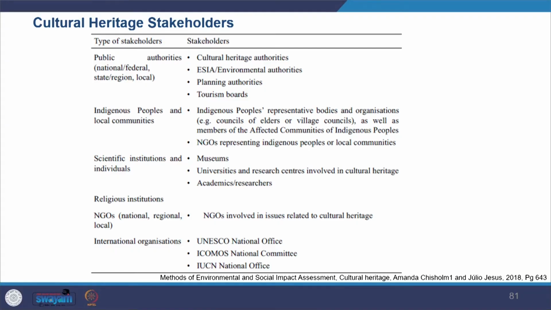So if you see the range of stakeholders when you are studying the cultural heritage, then you can have public authorities, you can have indigenous people and local communities, then you can have scientific institutions and individuals who are involved. You can also have religious institutions, NGOs, and also international organizations. And then you can also see the examples related with this range of stakeholders. So this was about the scoping part.